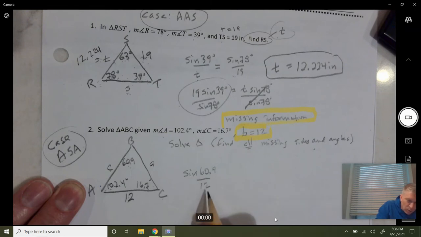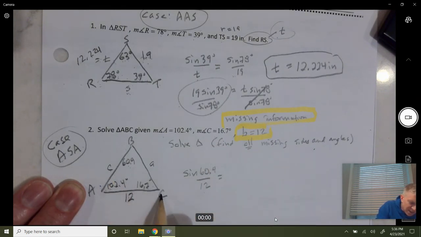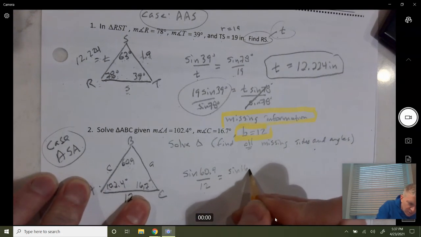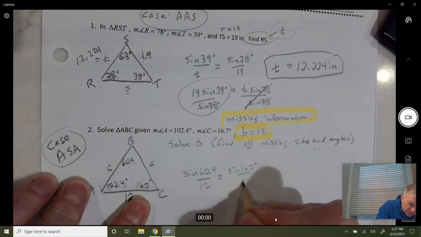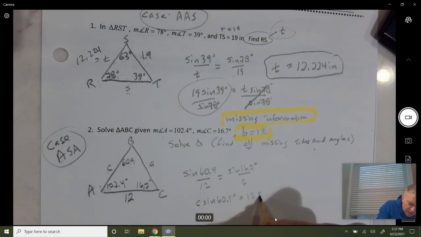It's sine of an angle over the length of the opposite side is equal to sine of c over c. So sine of 16.7 degrees over little c. Cross multiplying, c times sine of 60.9 equals 12 times the sine of 16.7.